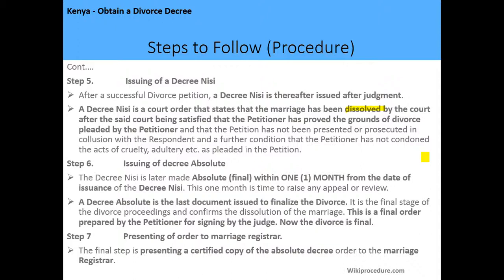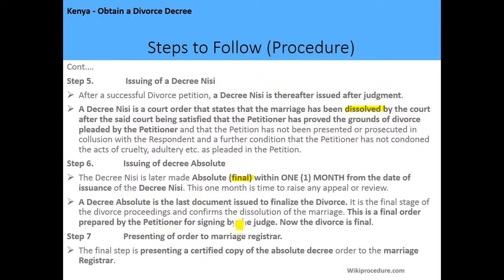As in the petition. So step number 6, after being issued with the decree nisi, is finally being issued with the decree absolute. The decree nisi is later made absolute, that is final, within 1 month from the date when it was issued. This 1 month is the time to raise any appeal or review. So after the decree nisi has been issued, you have 1 month to appeal, and after the month the decree nisi becomes decree absolute.